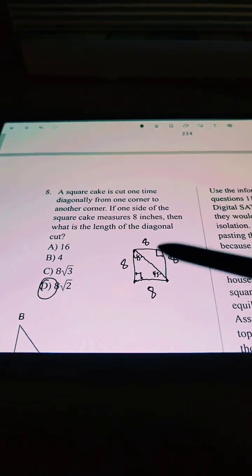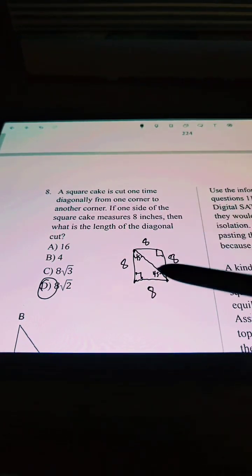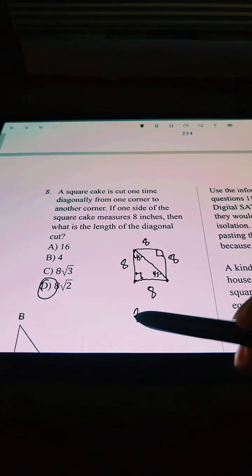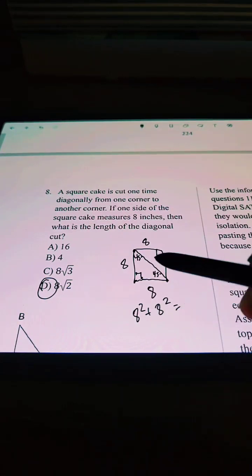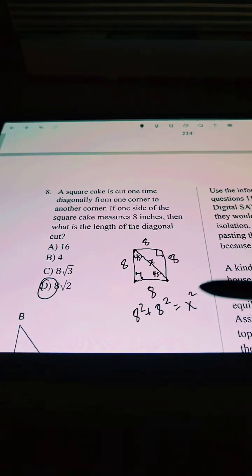Now, if you don't remember that, or you're just bad with special right triangles, you could always just do the Pythagorean theorem and say 8 squared plus 8 squared is equal to, we could call this x squared, and then you could solve and you would get the same thing. So either one works.